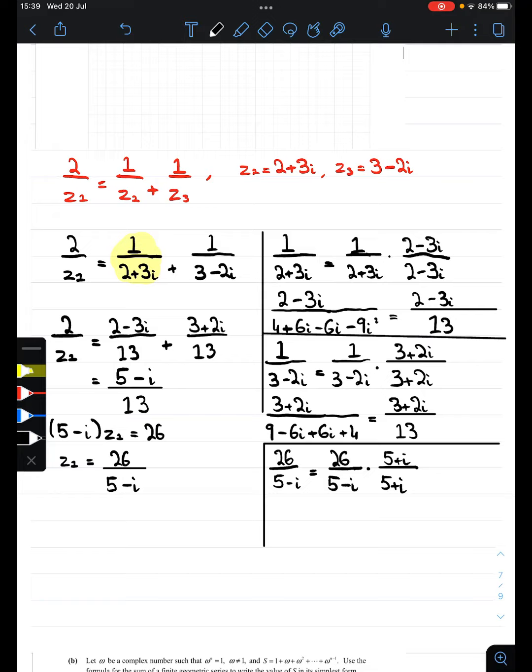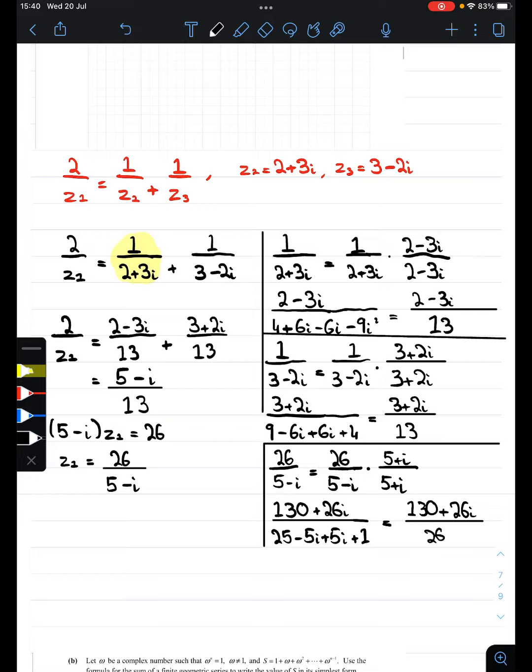5 plus i. Okay, so what does this equal? So 26 by 5 plus i would be 130 plus 26i, all over 25 minus 5i plus 5i minus i squared, and that's just equal to minus 1, which is just plus 1. And that equals 130 plus 26i over 26.